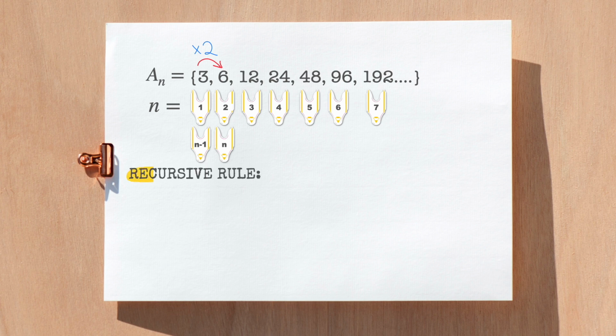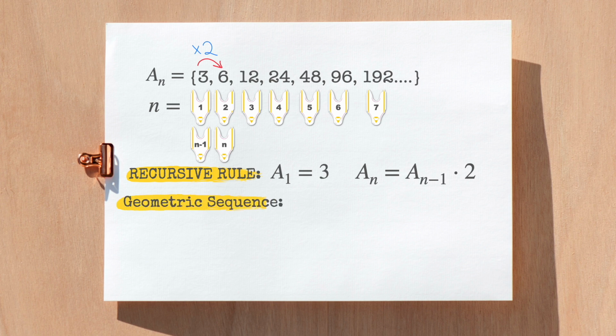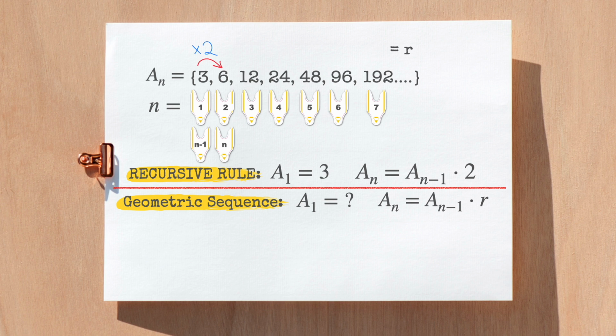Let's find a recursive rule. This is going to be very similar to that sentence that we wrote that said that we multiply the previous term by 2 in order to get the next term. So if a sub 1 equals 3, then the nth term is going to equal the n minus 1th term, the previous term, times 2. We can also write a general recursive rule for any geometric sequence. We would have to recognize that this times 2, we're going to refer to it as r for the common ratio. And once again, we would have to say that a sub 1 equals something, and then a sub n is going to be the previous term times r, the common ratio.